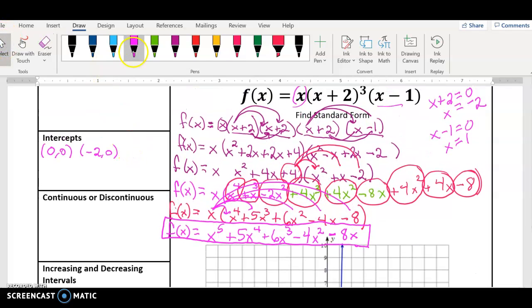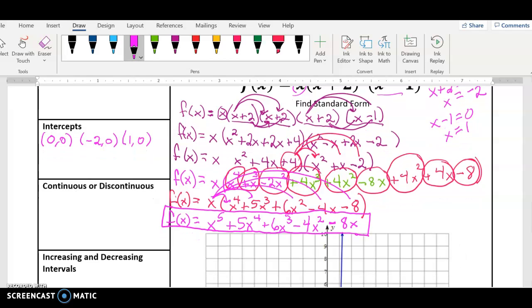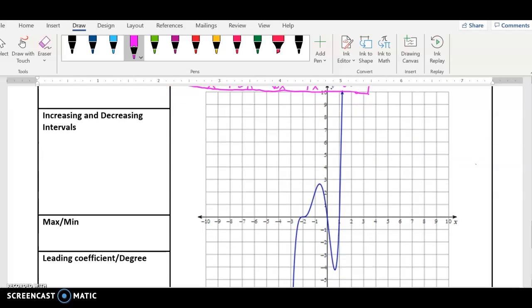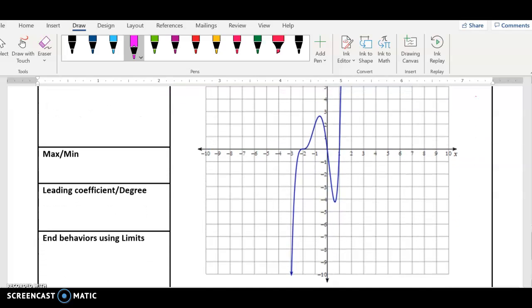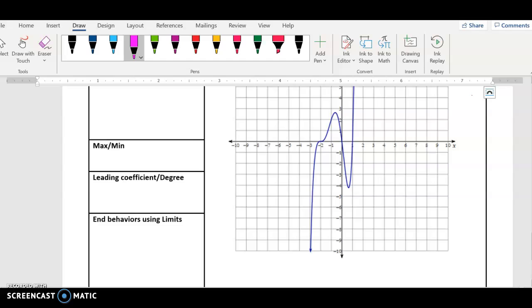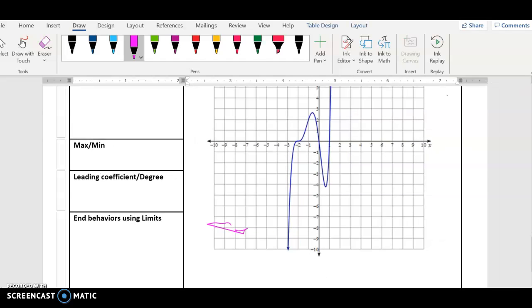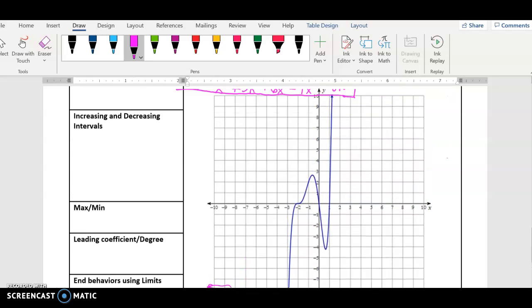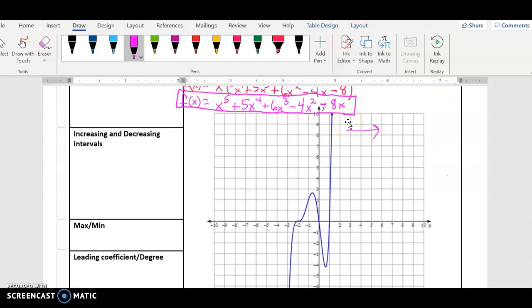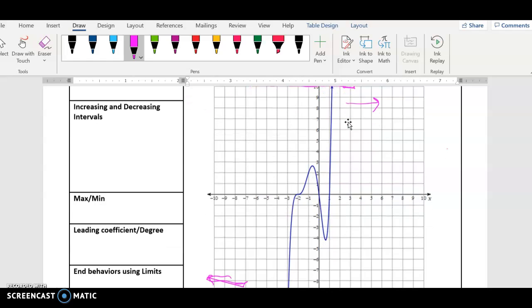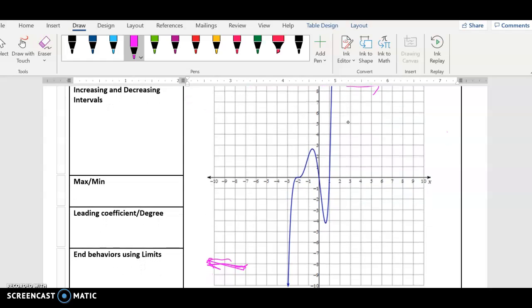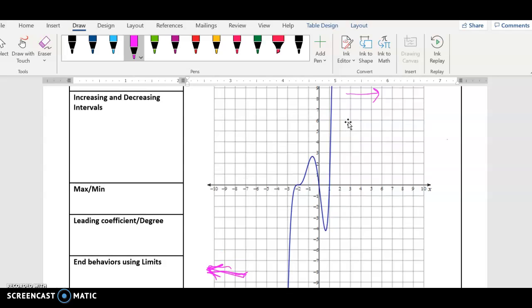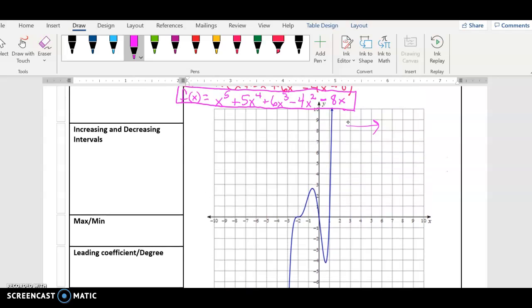All right, and that was 1, 0. Again, looking at my graph, I want my domain and my range. My domain are the x values. So I know that this is moving forever to the left. And up here, it's moving forever to the right. Not only is it going down forever, but it's also moving gradually to the left. Not only is it going up forever, but it's also moving gradually to the right.